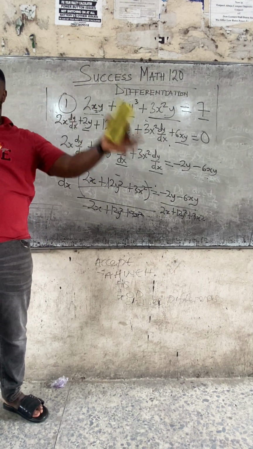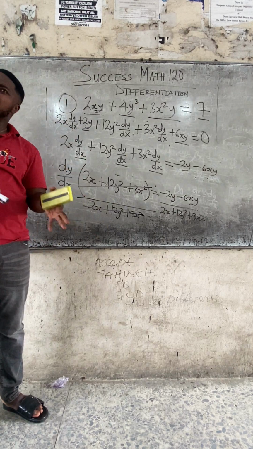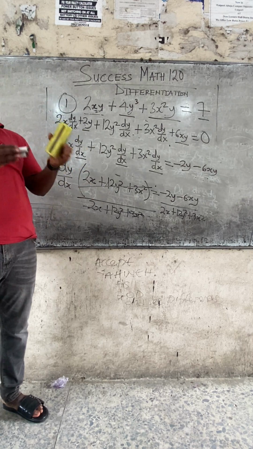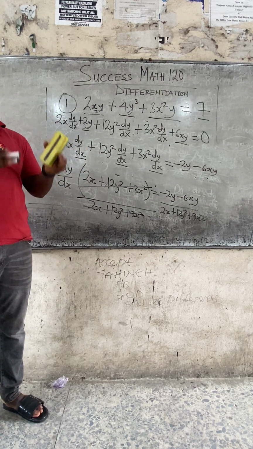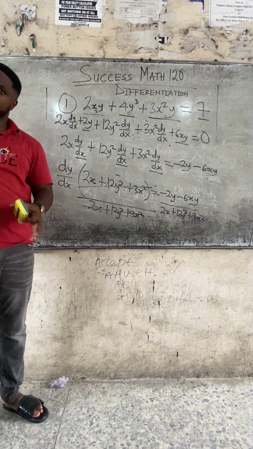A, B, C. If you got 70 and above, you've made A. If you got 60 to 69, you've made B. If you got 50 to 59, you've made C. If you got 45 to 49, you've made D. If you got 40 to 44, you've made E. If you got anything less than 40, that is F.